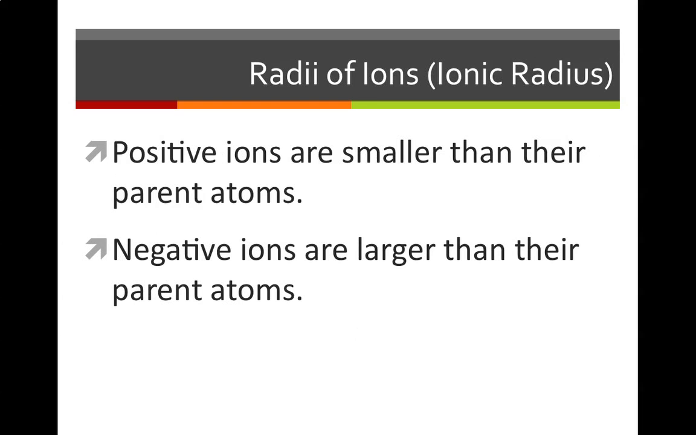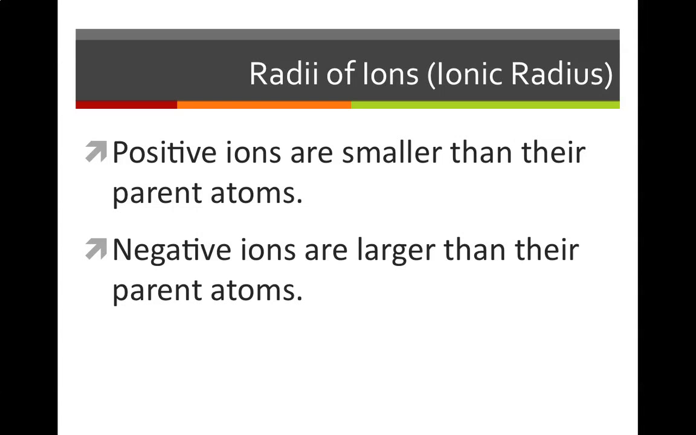Ionic radius is slightly different from our regular radius. It's the radius of an ion. So after a metal has lost an electron, or after a non-metal has gained an electron, what's going to happen to their radii? Well, positive ions are going to become smaller than their parent atoms, and so we can think of that metal there. Let's think of lithium.